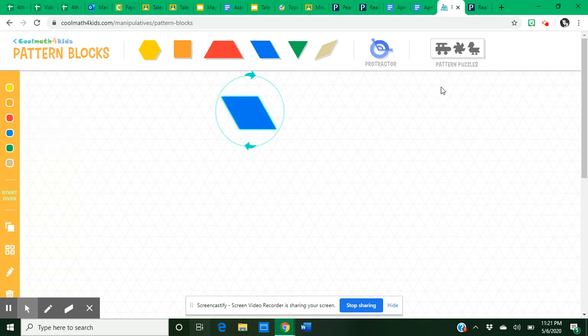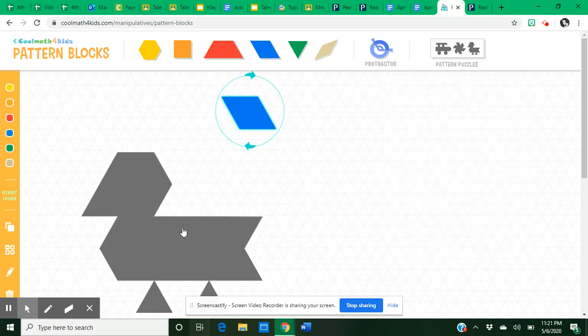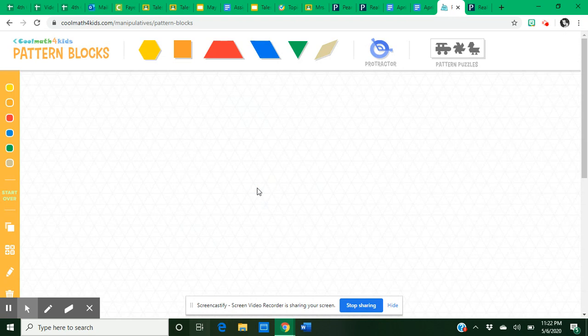There are also puzzles. If you want to go on here after you finish your work and try to do these puzzles, you can try to match the pictures with the pattern blocks and get your artistic self in there with these. So that is something you can do. Now, say you put this on here and you don't like it, well, you can start over. Say clear work and start over.